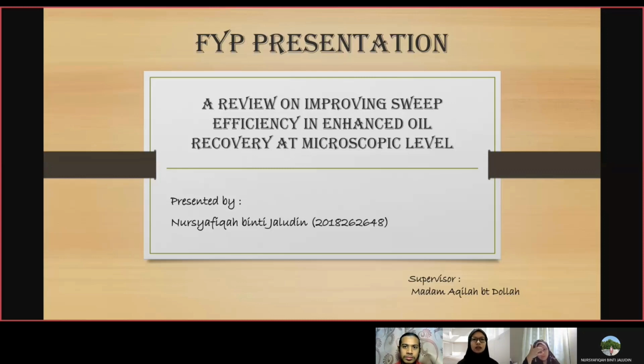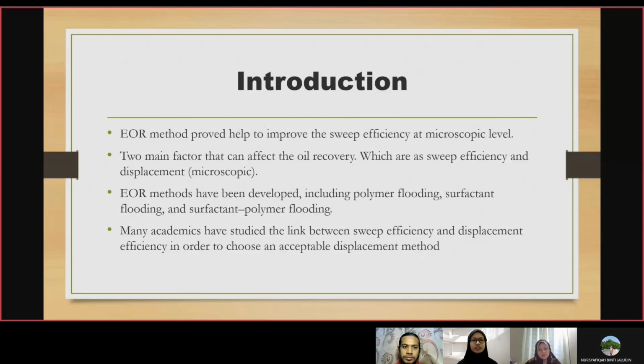Okay. First, as for the introduction, recently various applications of EOR methods have been used to improve the sweep efficiency at microscopic level. In the current situation, the use of heavy oil, which makes up a significant part of the world's oil resources, has been of widespread interest.